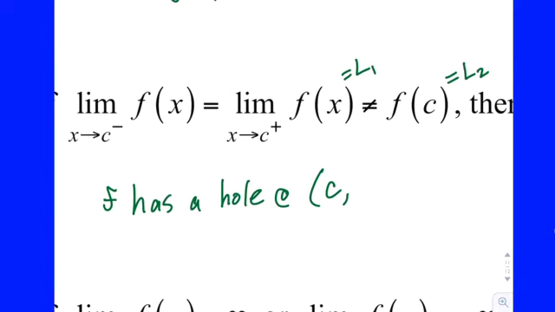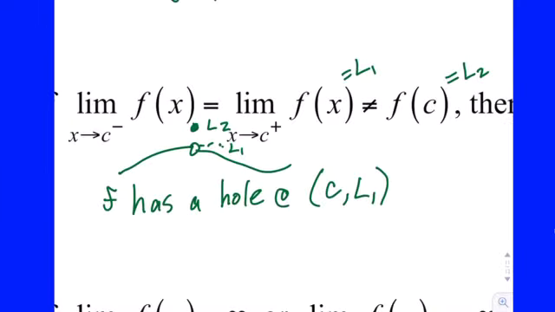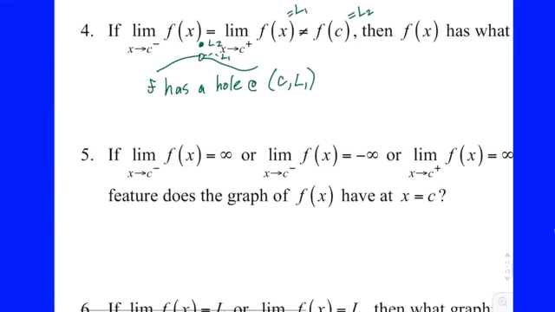Is the y value of the hole the limit value or the function value? No, not L3. It would be L1, right? It's the y value of the limit, because this is coming in like this, going out like that. There's L2, here's L1. Okay, the y value of the hole is the limit value. Okay, and then the last one here.